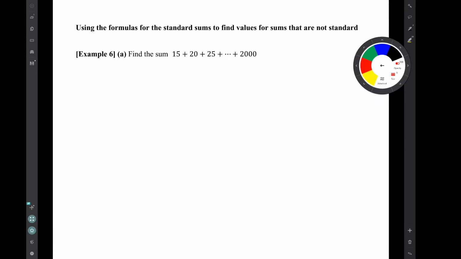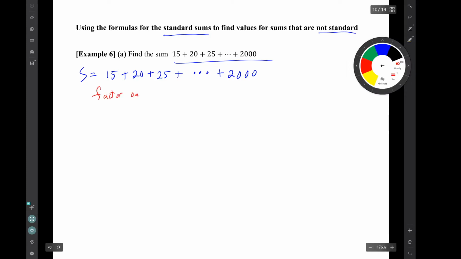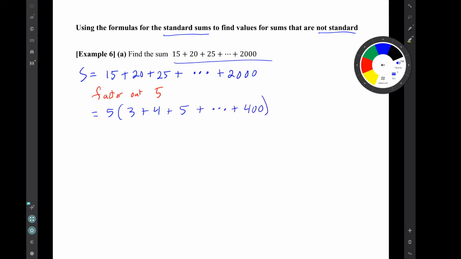Now I want to turn our attention to using the formulas for these standard sums to find values for sums that are not standard. So for example, find this sum. Let's give this sum a name. So notice that this sum consists of terms that are all multiples of 5. So let's factor out the number 5. So there we see we have inside those parentheses something that is almost the sum of the first 400 positive integers. Almost, because it's got a couple of terms missing at the beginning.